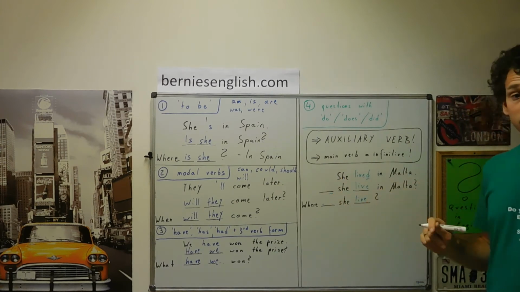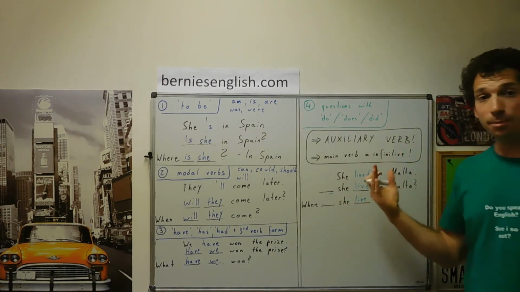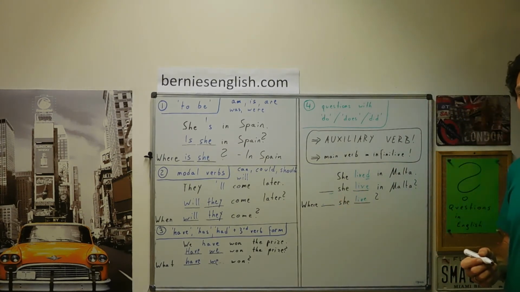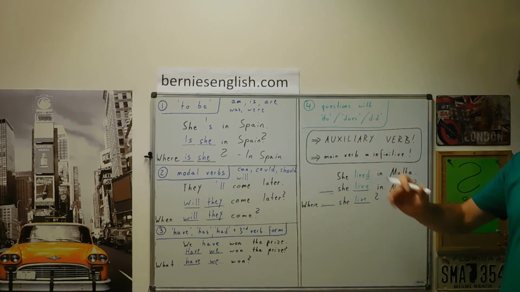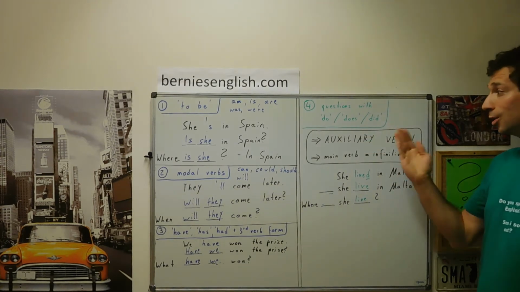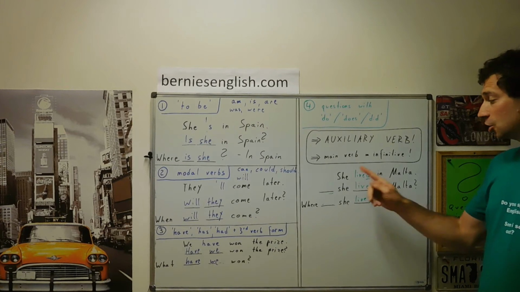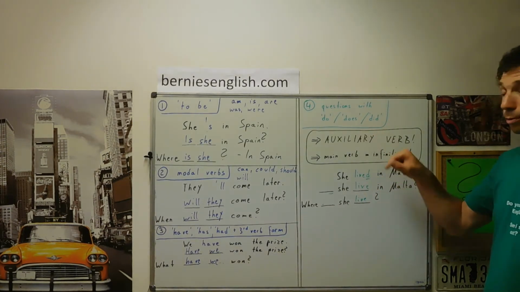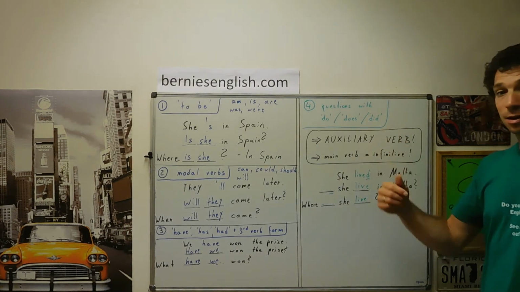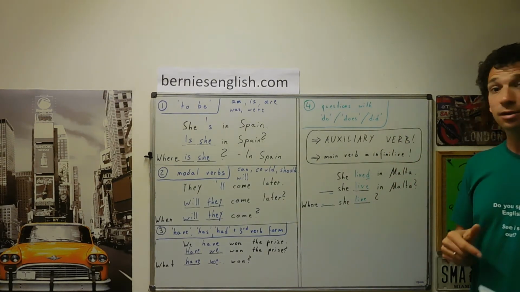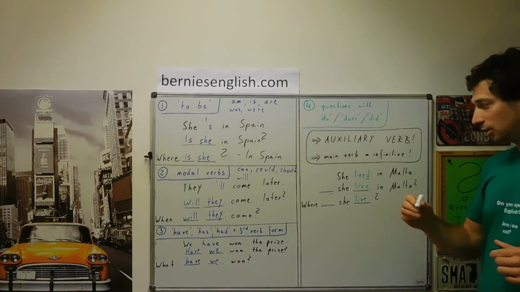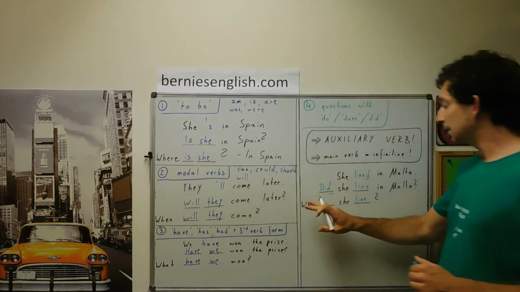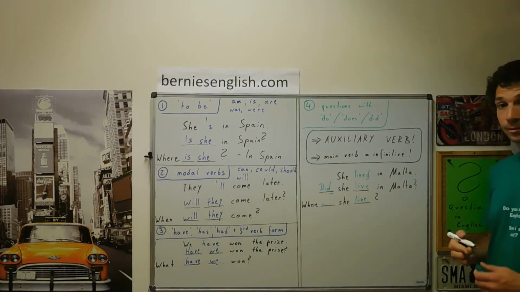She lived in Malta. This is the past simple. How do we form a question in the past simple? Well, we follow the same structure as for questions in the present simple. She lived in Malta. Now we need to use the auxiliary verb, did, because this is 3 years ago already. So, we say, did she live in Malta?